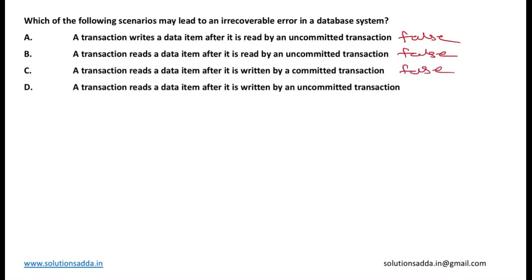Now a transaction reads a data item after it is written by an uncommitted transaction. So if a transaction is uncommitted and another transaction reads the data, then it will lead to an irrecoverable error, and this is also called dirty read. That is, it is reading data which is written by an uncommitted transaction, that is, the previous transaction is not committed, and after that it is reading the data, therefore irrecoverable error occurs.